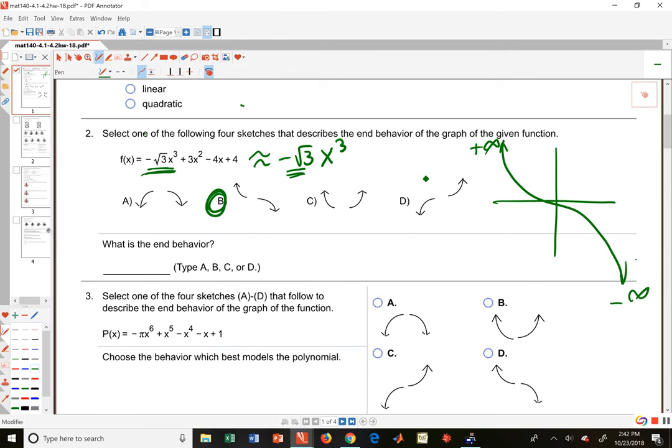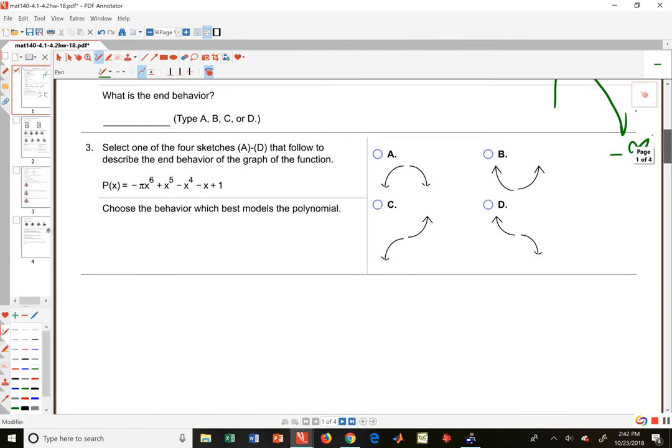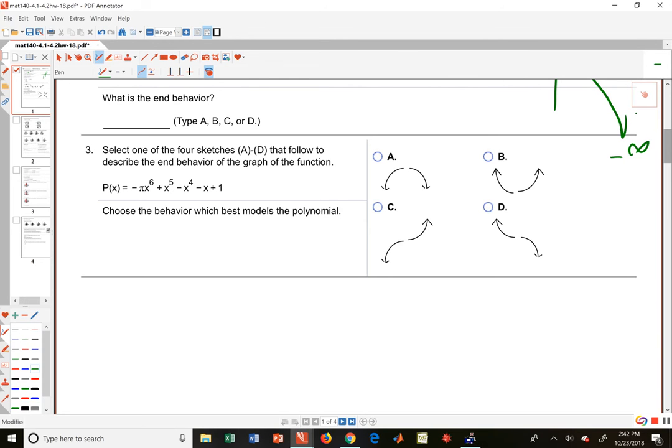D would be another possibility. That would be if that had been a positive leading coefficient. All right, let's do one more on end behavior, and then we'll start another video here in just a second.